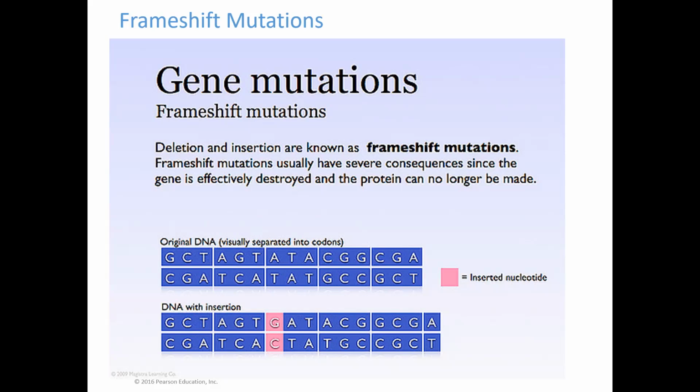We don't like to insert or delete additional nucleotide bases, because from the point of insertion or deletion, everything downstream has shifted. That's why we call it a frame shift mutation. We've either shifted down or we've shifted up. And by shifting, everything above or everything below the shift is now changed, which is not a good thing.